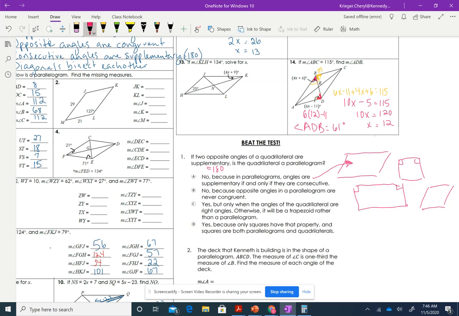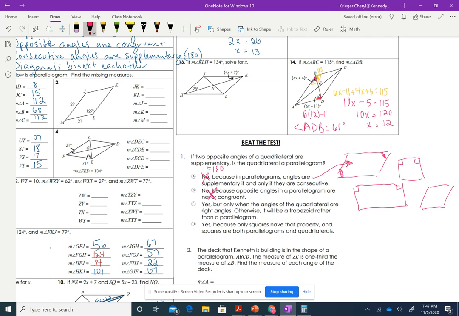Okay, so I'm going to say no, that's not true, because there are cases that make it true. B says no, because opposite angles in a parallelogram are never congruent. Opposite angles are always congruent, right? These are always congruent for parallelograms. Okay, so this one's definitely not true.